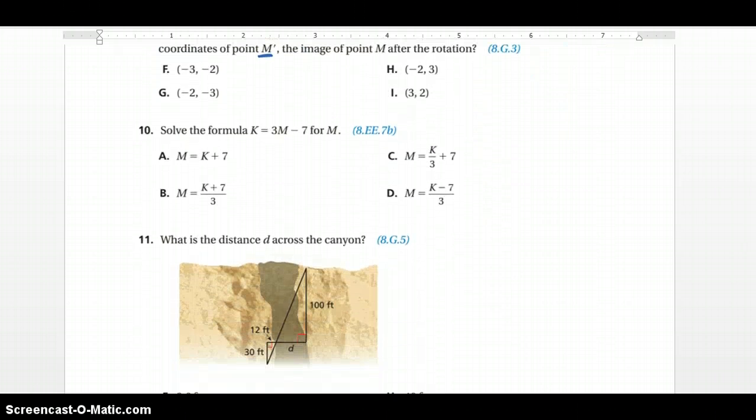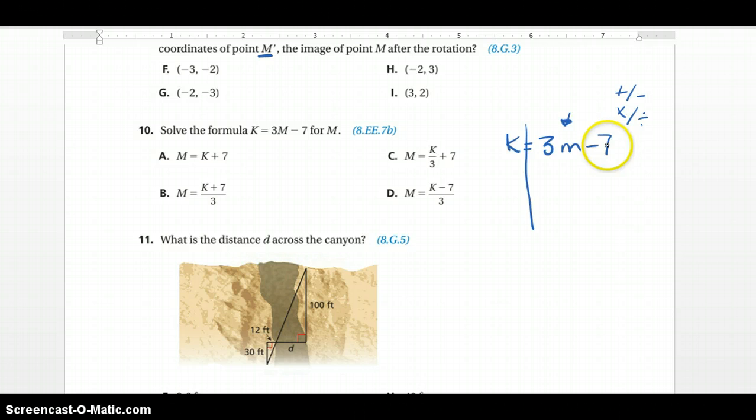Number 10, solve the formula K equals 3M minus 7 for M. Now this is one we really haven't done very much, but think of this as if it were solving for Y, but instead we're just solving for M. So we want to just get everybody away from M. So what's attached to M? Get rid of adding and subtracting first. Get rid of multiplying and dividing second.